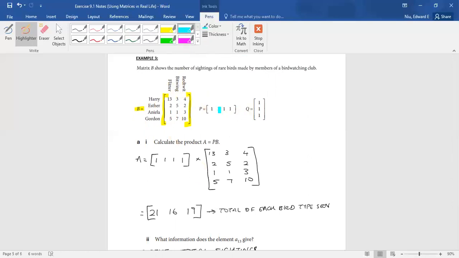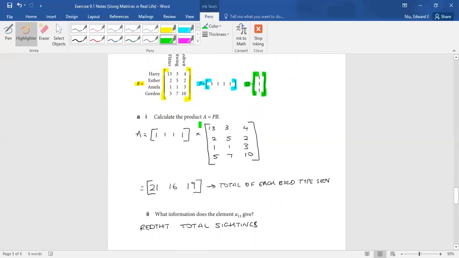We've got a summing matrix, so called matrix P. If it's a row summing matrix, it's always going to add the column totals. If we have a column summing matrix like matrix Q, this will always add up the row totals of the standard matrix.